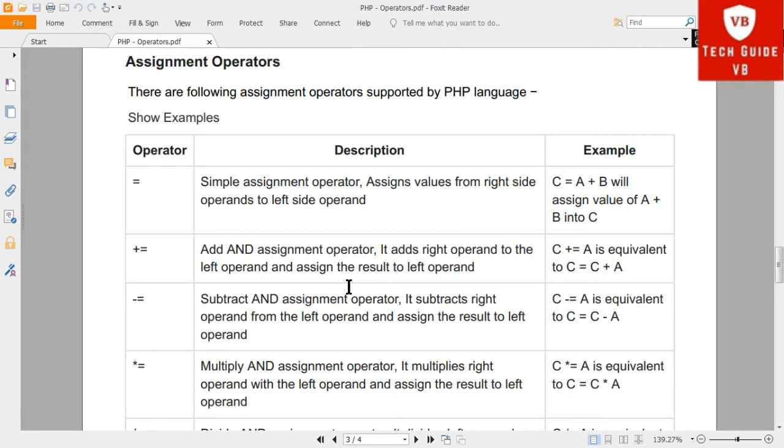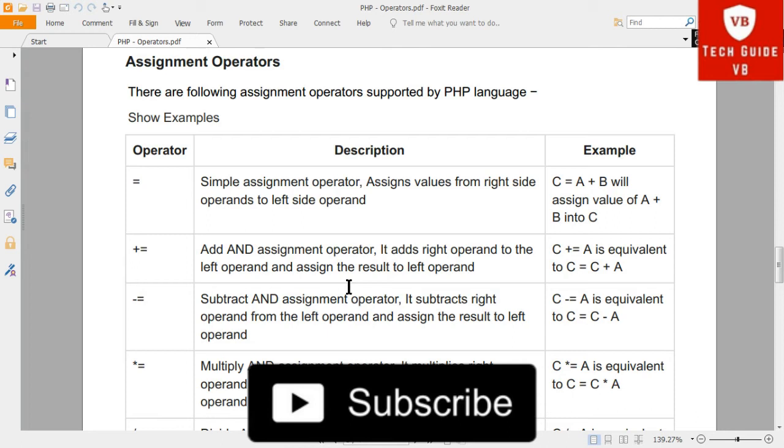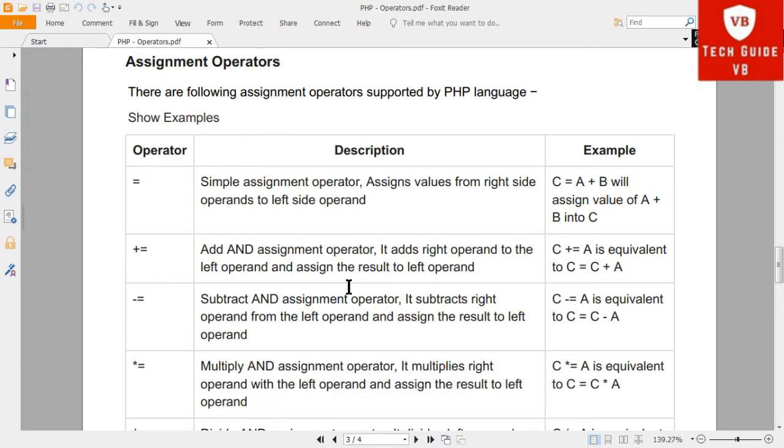Then the next part is assignment operators. There are the following assignment operators supported by the PHP language. The first operator is equal to, that is, the simple assignment operator, which assigns the value from the right side operands to the left side. Remember, here the assignment is from right to left, not from left to right. So for example, C = A + B will assign the value of A plus B into C. That is, the addition of A and B will assign the value to C.